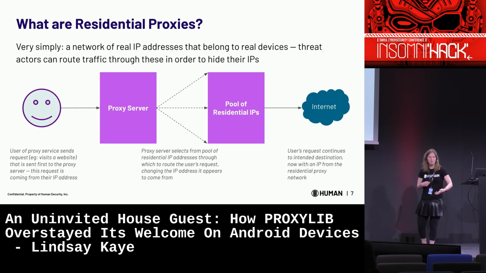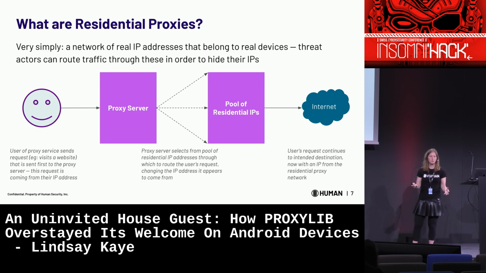So the next topic that I'll talk about is residential proxies. What this is, you have a network of real residential IP addresses that belong to real devices, and you can route traffic through them. Generally a lot of threat actors will route their traffic through these because they want to hide their IP. They want to make it look like they're coming from one of these IPs, not their own. So how this can work.